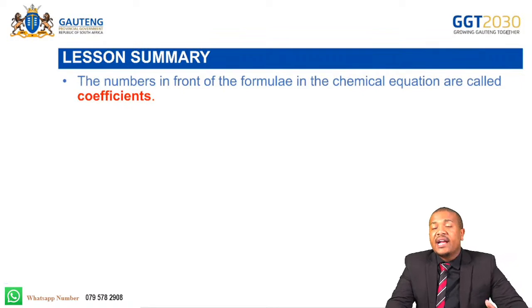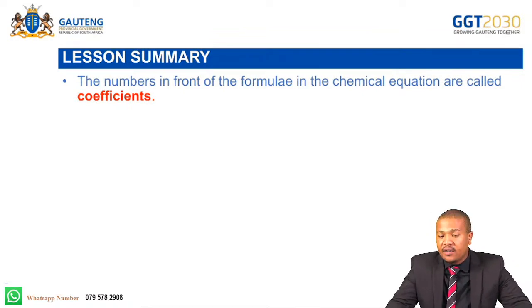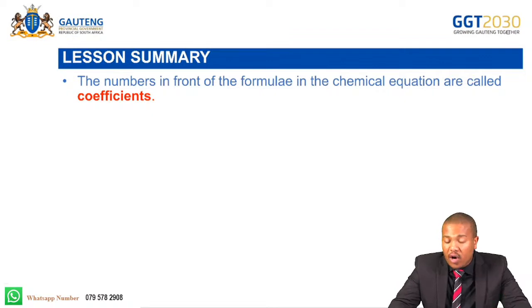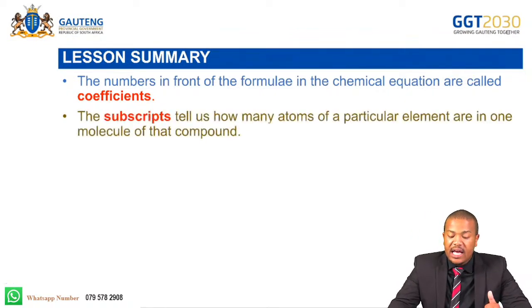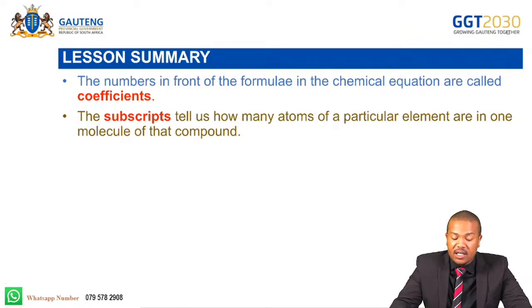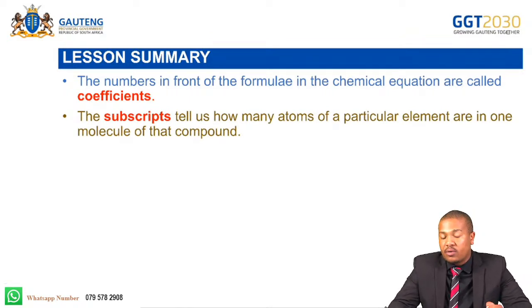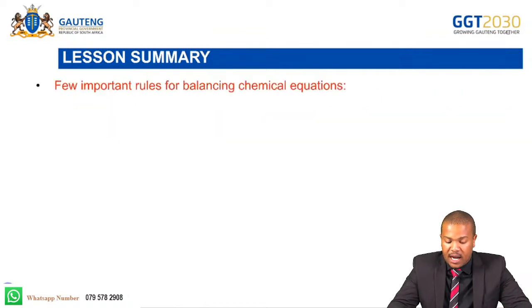Also, we said that there are numbers that we usually find in front of chemical formulas, and those numbers are called coefficients, right? Then there are numbers that tell us how many atoms of a particular element are in one molecule of that compound, and those numbers are called the subscripts, right?